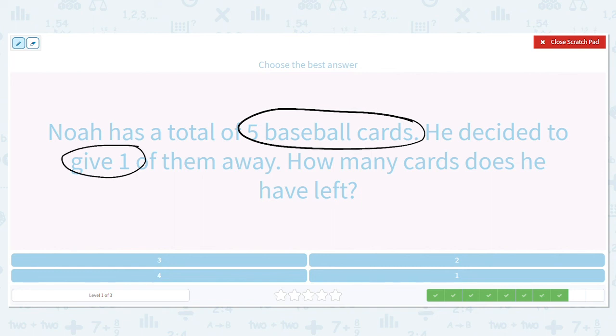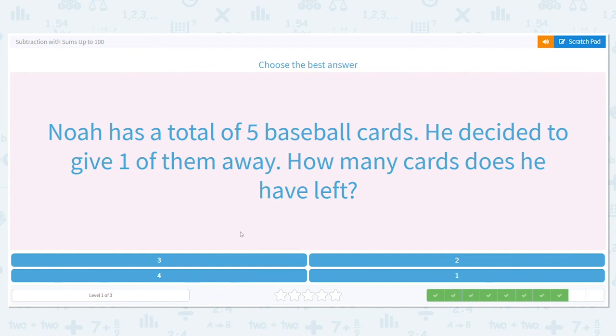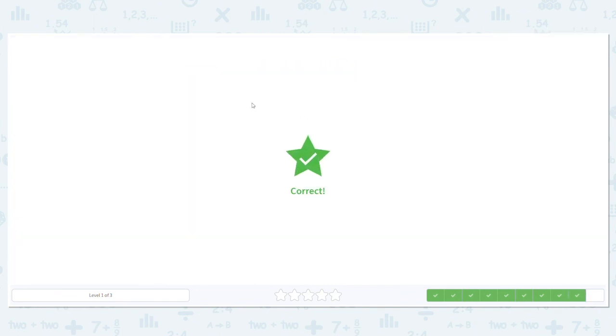So if you're giving, are you adding or subtracting? You're subtracting. Look, and it has the word left. How many are left? Subtract. So 5 minus 1 equals what? He had 5 cards. He took one away. How many are left? 4. Nice job.